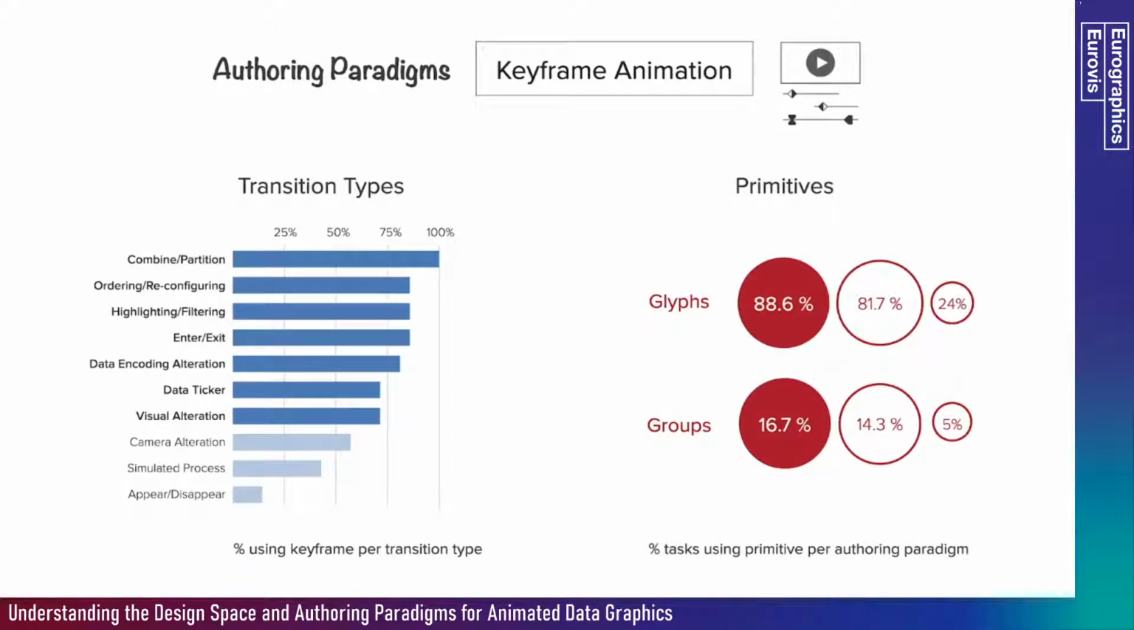At the primitive level, participants envisioned specifying keyframes on glyphs or groups. Participants expressed concern with scaling the keyframe approach. Future authoring tools should support auto transitions and batch alterations.